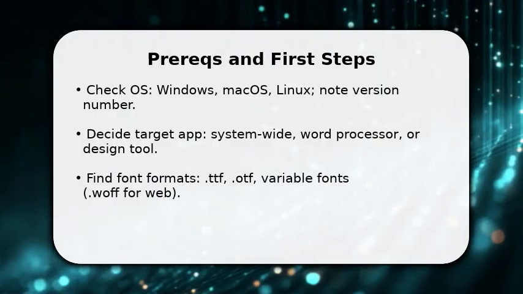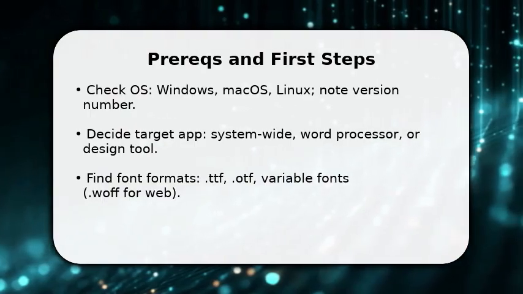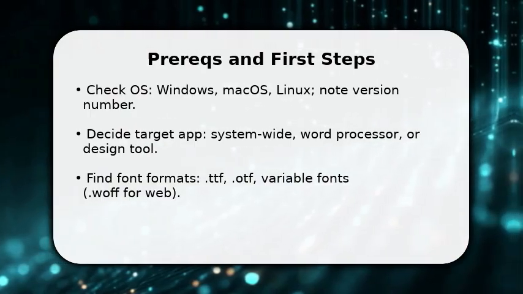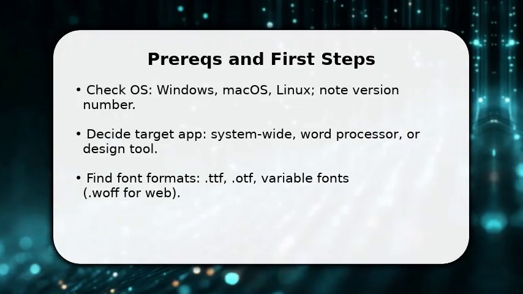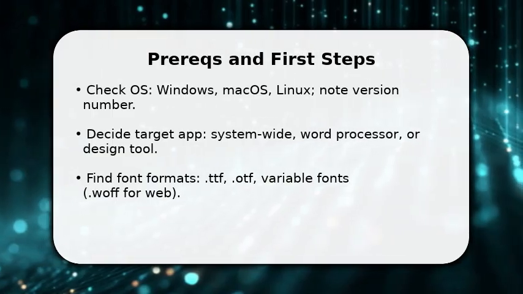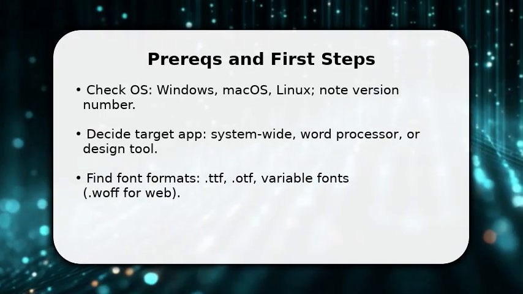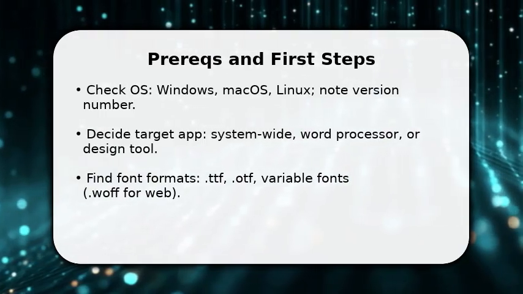You start by confirming requirements, your OS version and where you want the new keyboard fonts to appear. Once done, choose whether you need system installation or app-specific fonts because the method differs. Next, identify the font file format you'll download, TrueType, OpenType, or web formats, since installation steps vary.